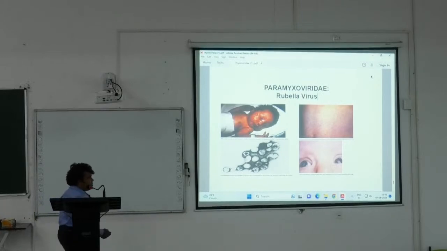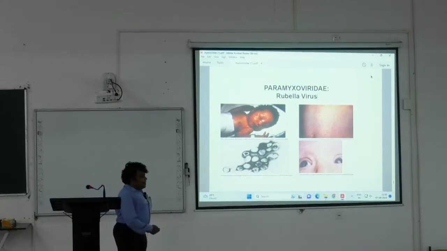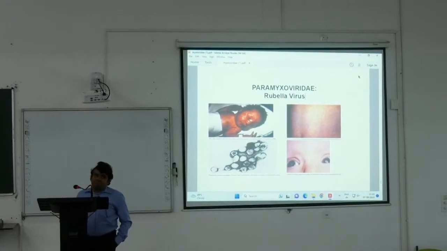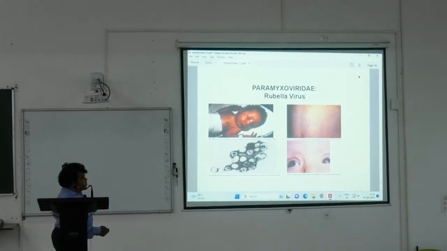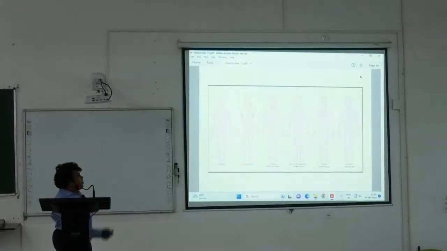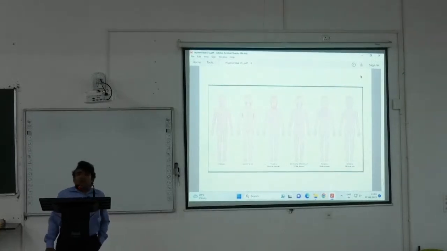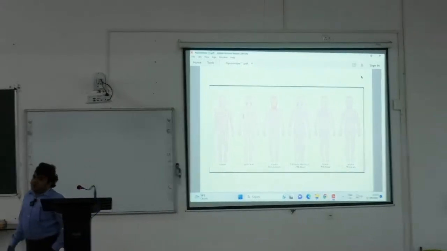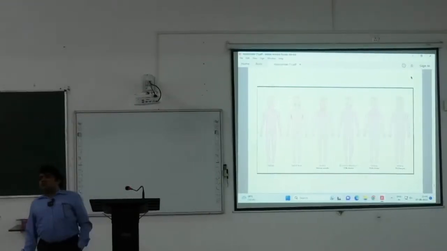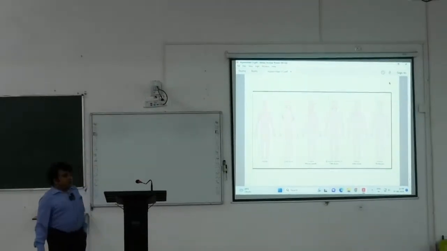And over here you can see the child with cataract, nuclear cataract. This causes blindness. Other pictures include this, which is the rash, and this, which is the virus. Now, finally, I have already told you there were 5 diseases of childhood, all presenting with fever and rash. What are those diseases?